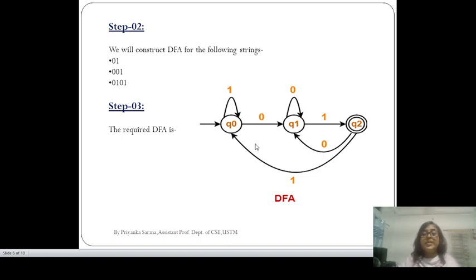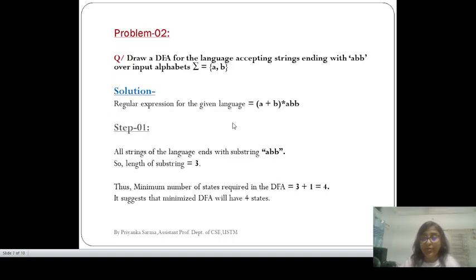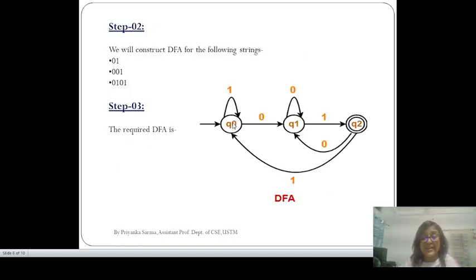So we need only 3 states to draw the machine. Q0, Q1, Q2 are the 3 states. Now Q0 can move to Q1 after accepting input alphabet 0, and after accepting input alphabet 1, Q0 can remain in its own state. Similarly, Q1 can move to its next state Q2 after accepting 1. Similarly, Q1 can remain in its own state after accepting 0.